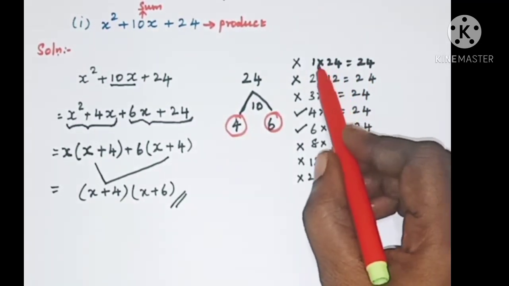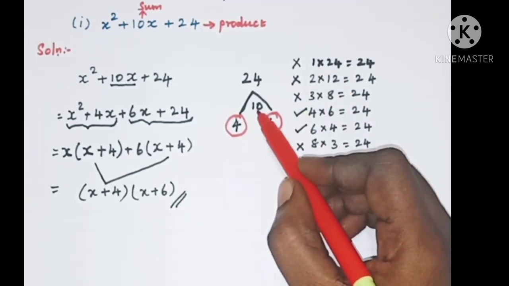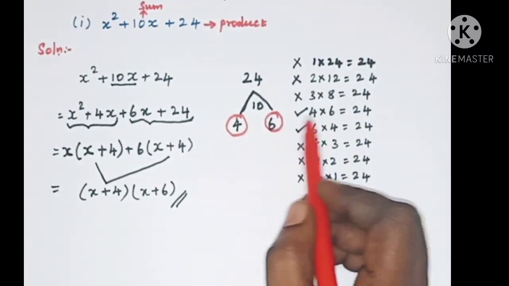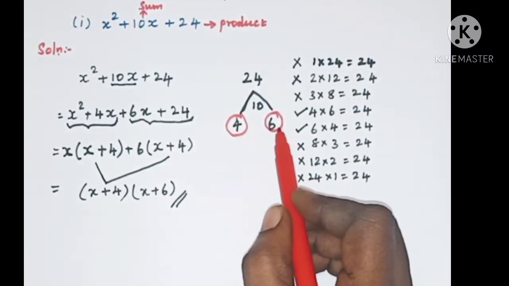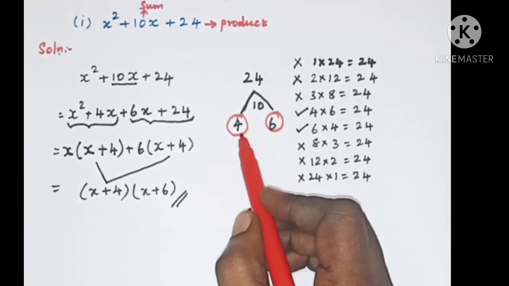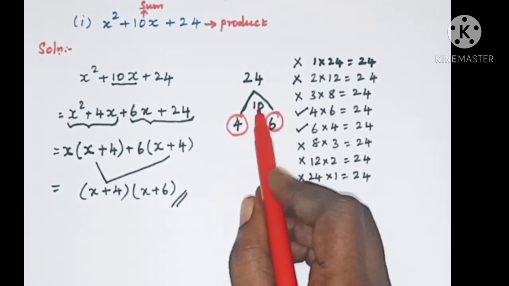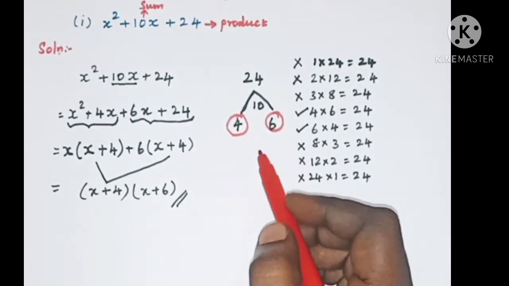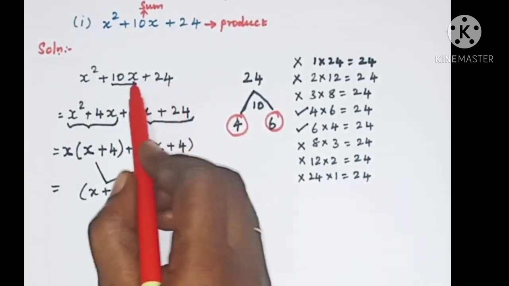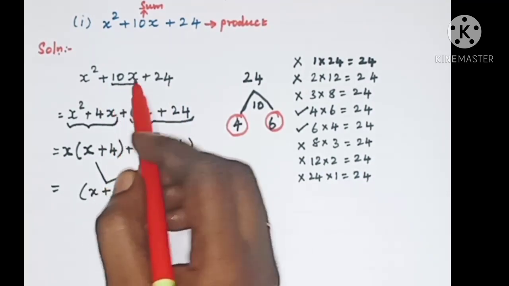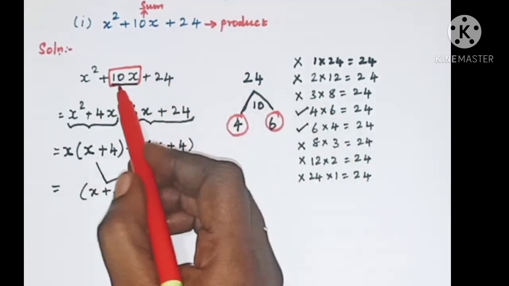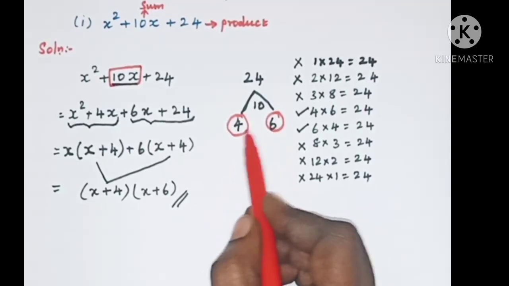Now if we add these two numbers, we should get 10. So from these factors identify the two numbers. Here we found the two numbers are 4 and 6, because if we multiply 4 and 6, 4 sixes are 24, and if we add these two numbers, we will get 10. 4 plus 6 is 10. Now come to this expression, x square plus 10x plus 24. Here the middle term is 10x. So we can split this middle term into two terms by identifying the numbers.